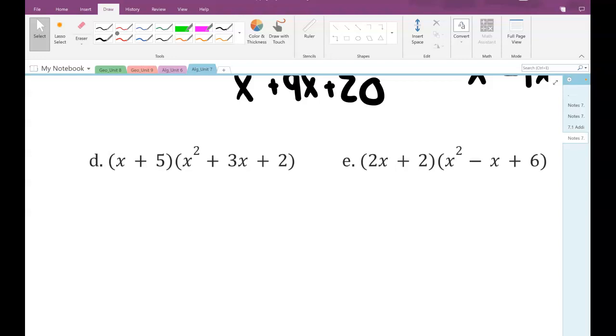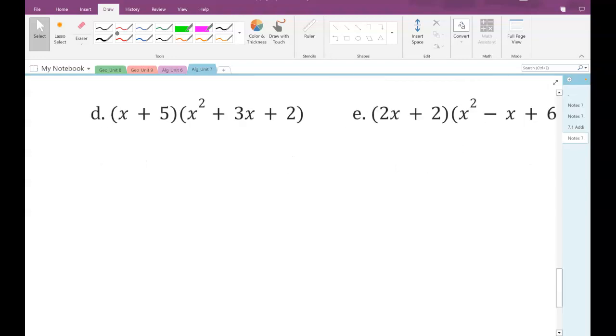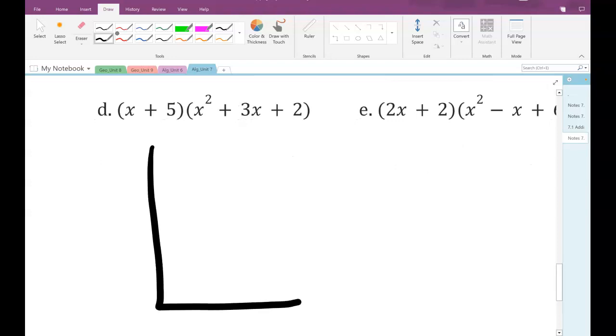It doesn't matter where you put them in the box. It could go on the top or the side. I just try to stay consistent. So if I have 2 terms in my first parentheses, I know I have to have 2 columns. If I have 3 terms in my second parentheses, I know I have to have 3 rows. So make your box.